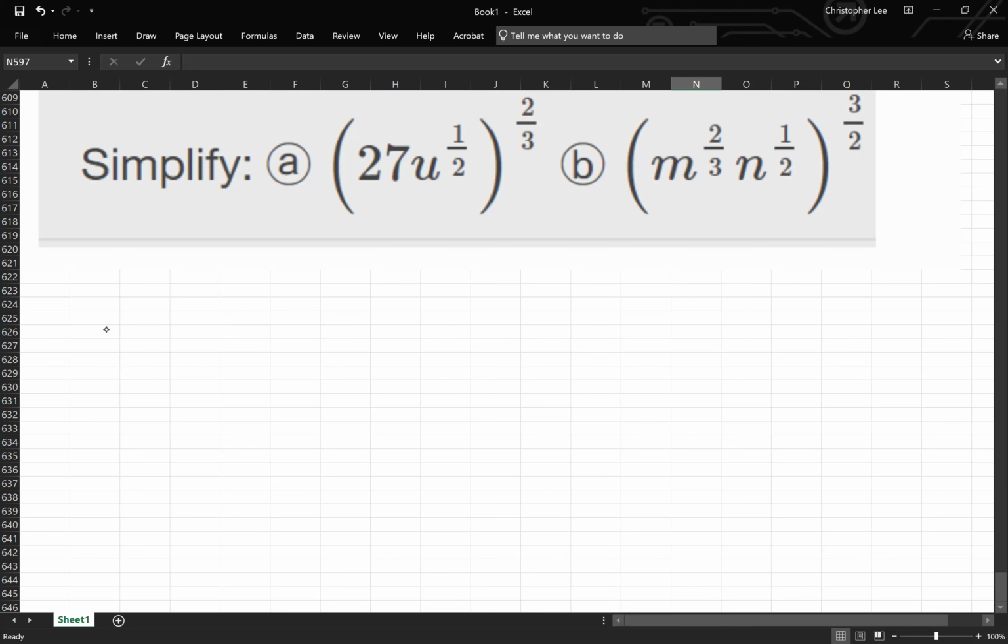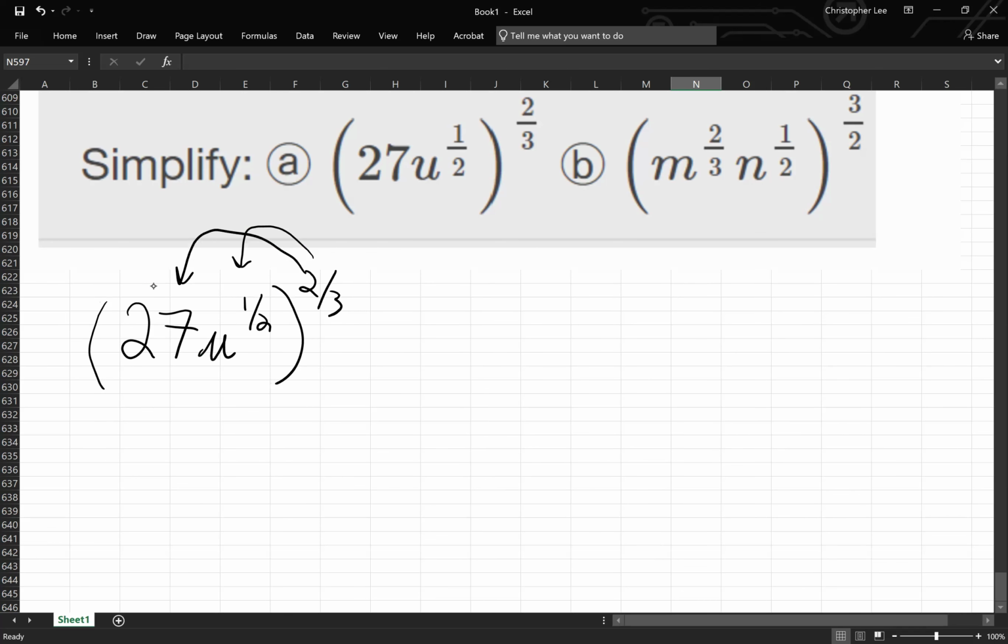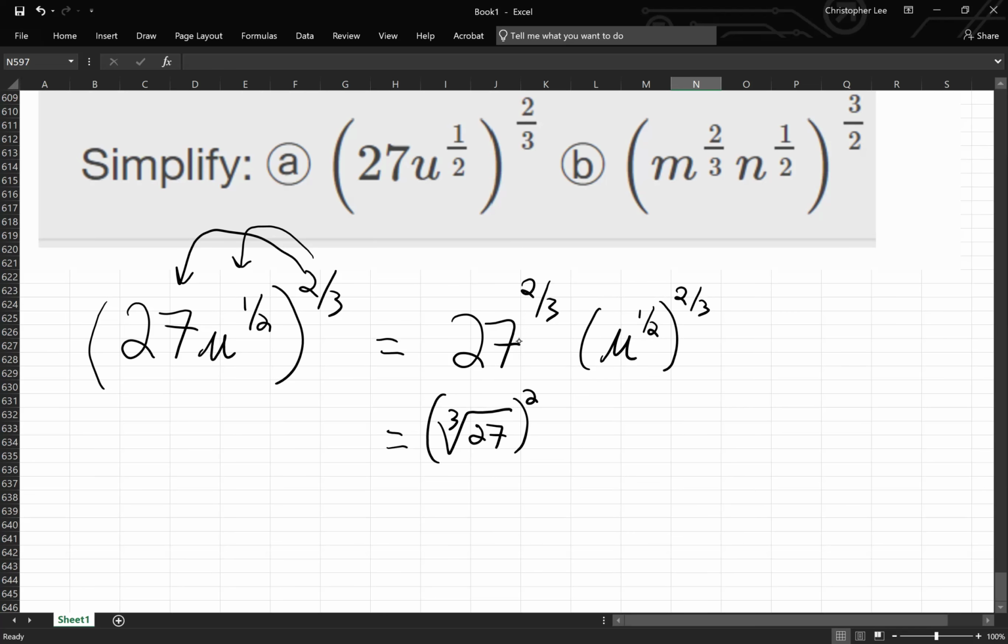All right, let's try this. So I got 27 u to the half raised to the 2/3 power, right? So remember, I want to apply that power to every item in that term. So this becomes what? 27 to the 2/3 power and u to the half power raised to the 2/3 power. Now, for the 27, it might be a little bit more helpful to look at it as the cube root of 27, and then you want to square that answer.